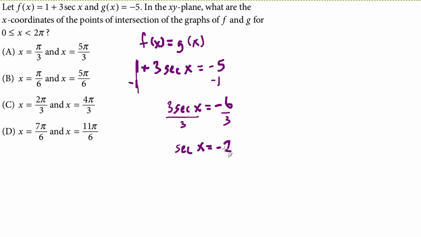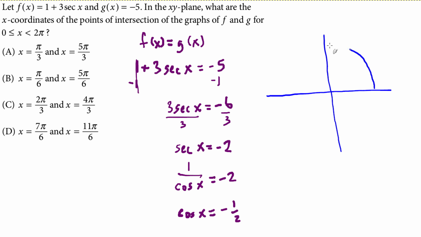So I know that secant of x is 1 over cosine x. And either I can multiply by cosine, divide by -2, I can take the reciprocals of both sides, whatever, and see that cosine of x equals -1/2. Now we'll go over to the unit circle. This is, of course, a no calculator problem.